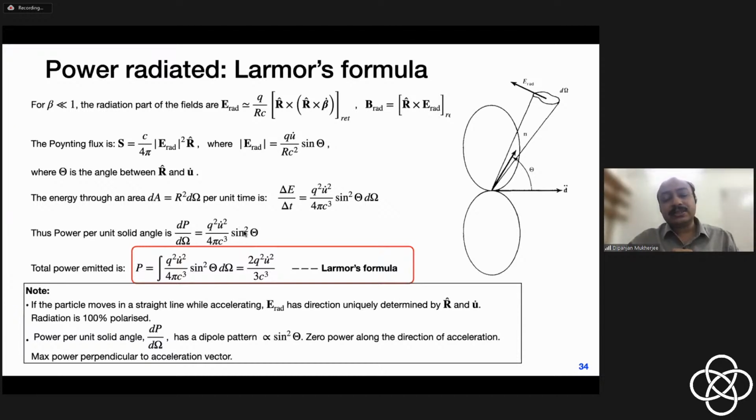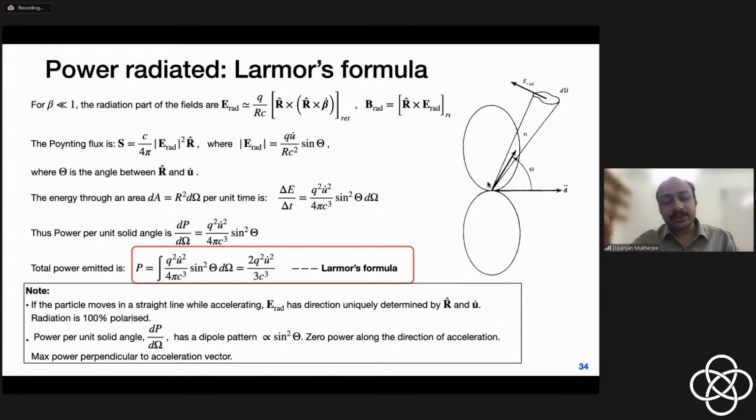You can see that there is a sine squared theta term here, and this sine squared theta dependence of the power is called dipole radiation. If your acceleration vector is here and your line of sight coincides with the acceleration vector, you will not see any power. You will see the maximum power if your line of sight is perpendicular to the acceleration vector, which is this. The total pattern of the sine squared theta looks something like this. This pattern traces the total magnitude of dP d omega over here, and this is called the dipole pattern.